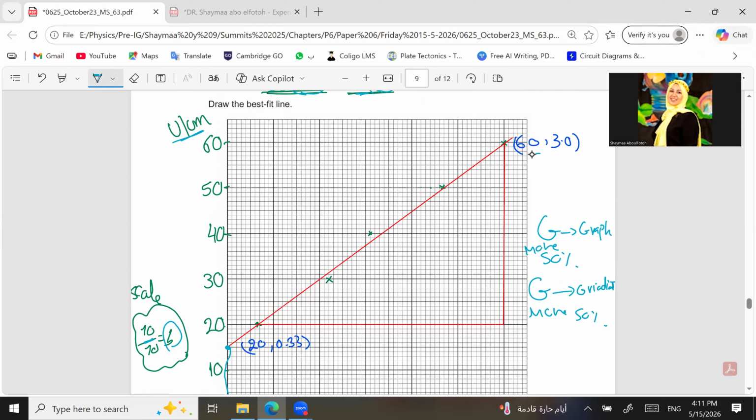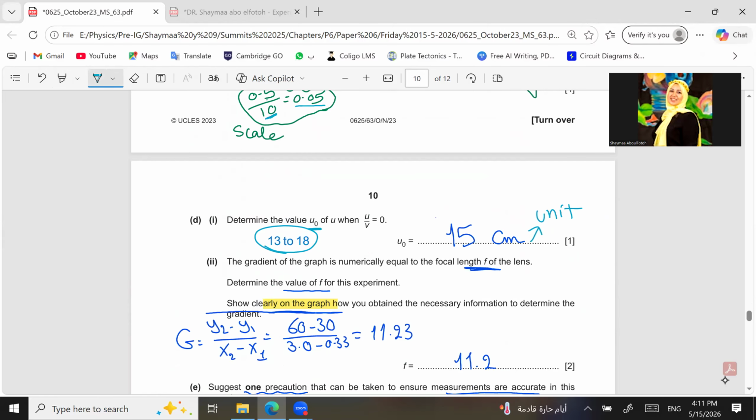We have 60 with 3, and I selected 30 with 0.33. So after writing and substituting, 60 minus 30 divided by 3 minus 0.33, this is the answer. And now I have to give at least 2 significant figures, maximum 3 significant figures. So I have 11.2 with the 3 significant figures.